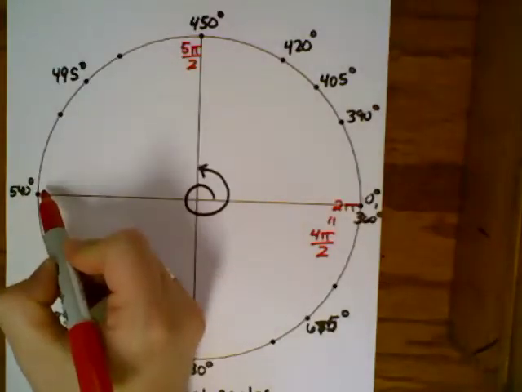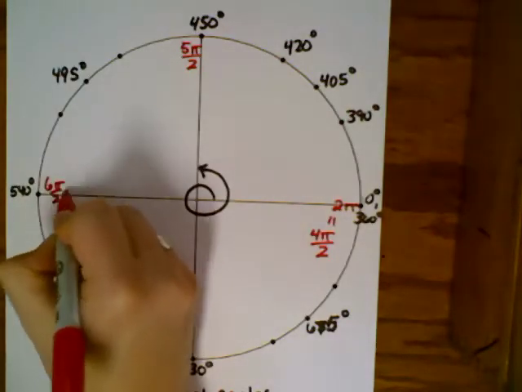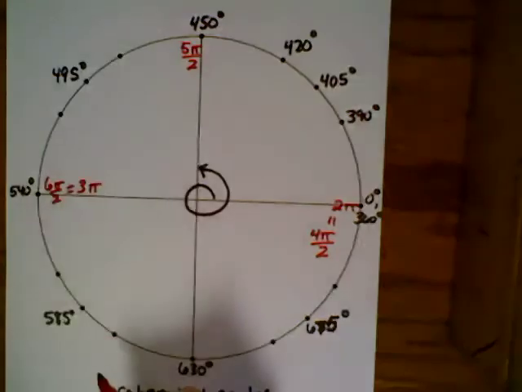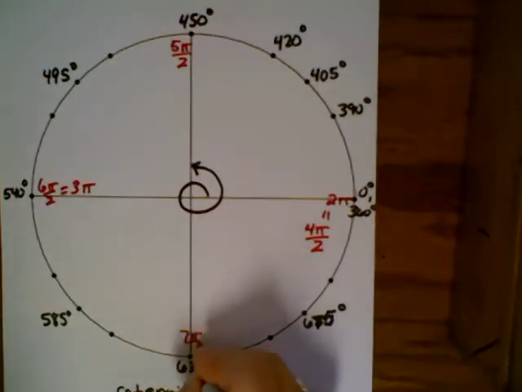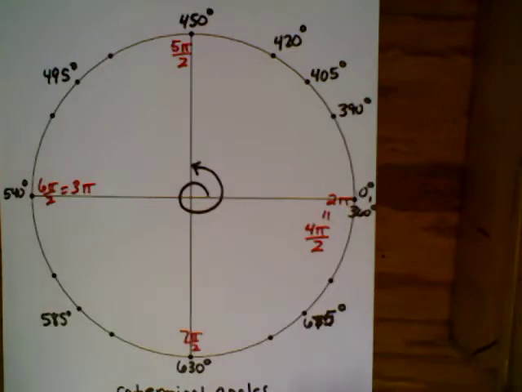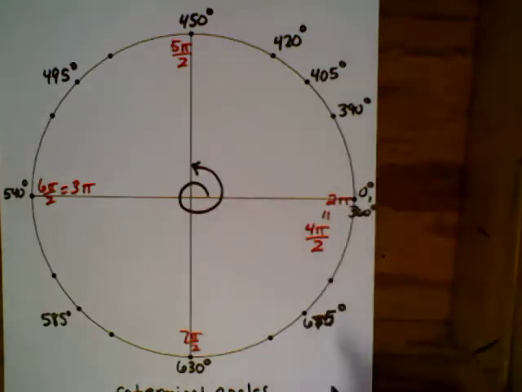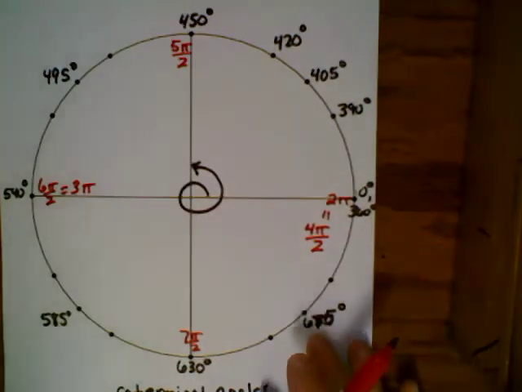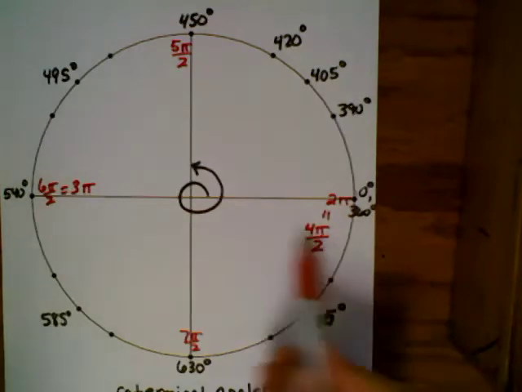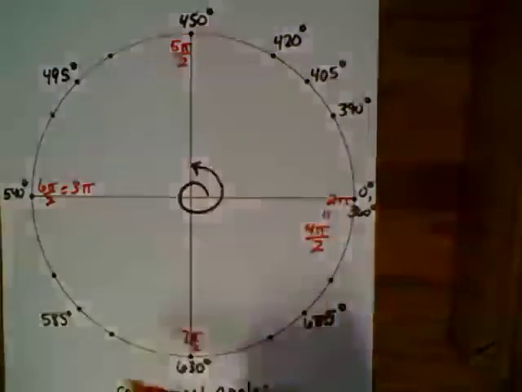6 pi over 2 will reduce to 3 pi at the West Pole. 7 pi over 2 is equivalent to 630 degrees. And 8 pi over 2 gets us back around 2 full rotations and is coterminal with 2 pi. Okay. And we're learning that quadrantal angles have a 2 in the denominator.